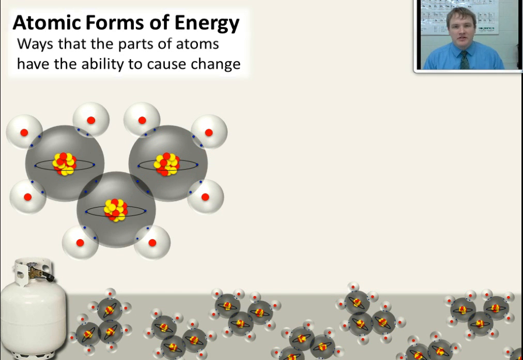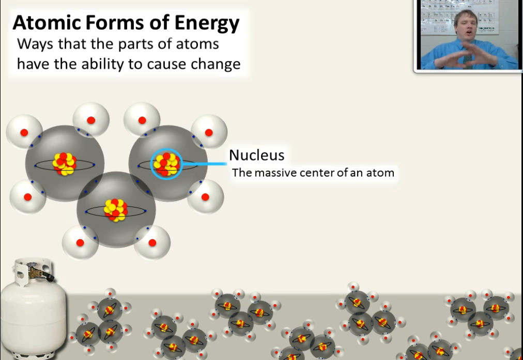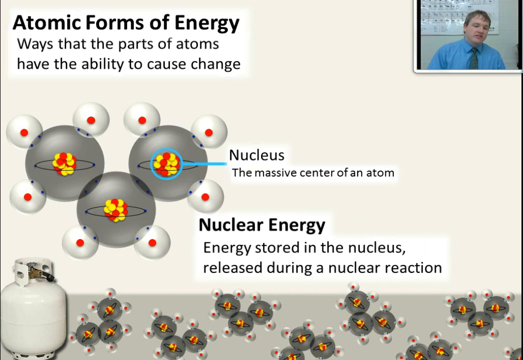Another place that energy can be stored is in the center of an atom, which is known as the nucleus. The nucleus is just where all the mass of an atom is located, concentrated at the center. The energy that's stored there is known as nuclear energy. And it is quite a bit of energy in each atom for the amount of energy total that an atom has.